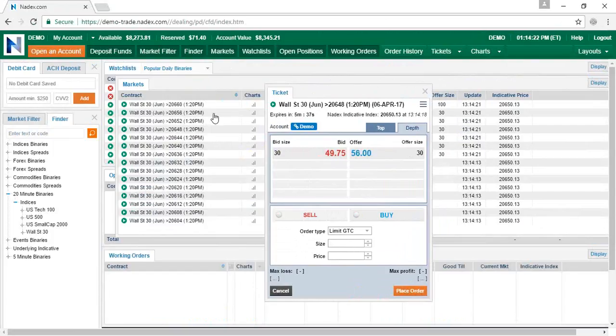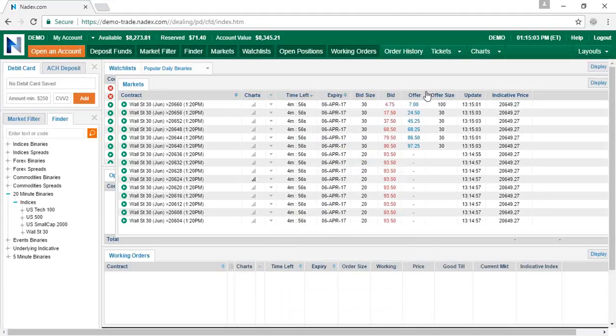So this binary contract right here is simply a statement. This contract states that the Wall Street 30 will be greater than 2648 by 120 today. That's it. The statement says it will be greater than that. So it's binary: true or false, yes or no, 0 or 1. Will the statement happen or will it not happen? If I think that statement will happen, I would want to buy this contract. If I think the statement is false, I would sell the contract, saying no, that statement will not happen. It will not expire greater than that. In a nutshell, that is what a binary contract is.